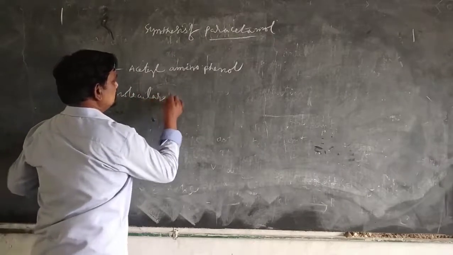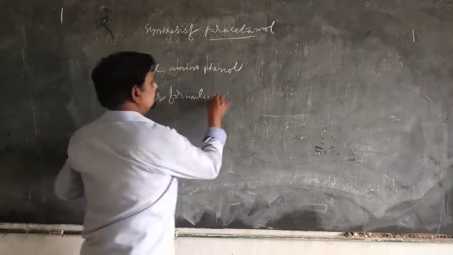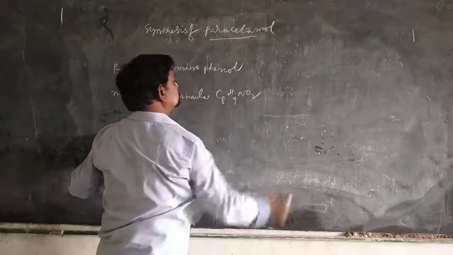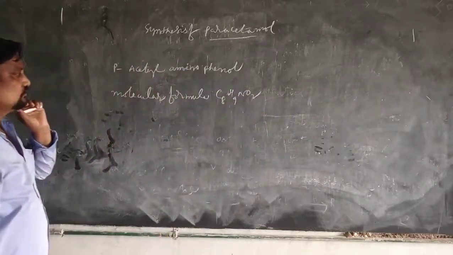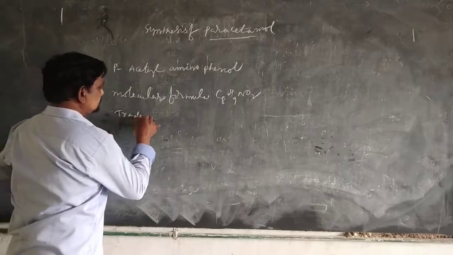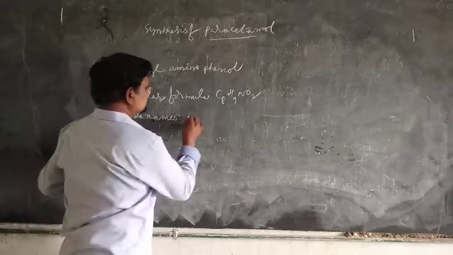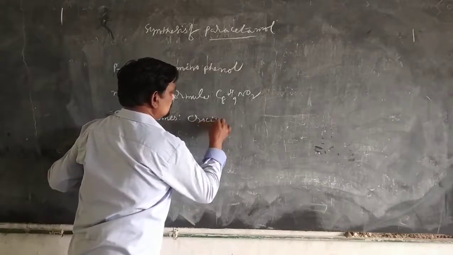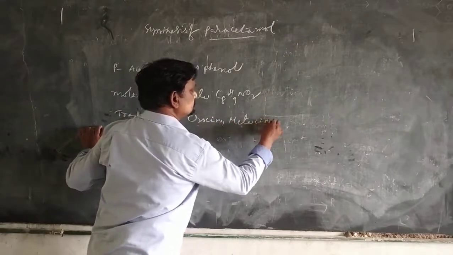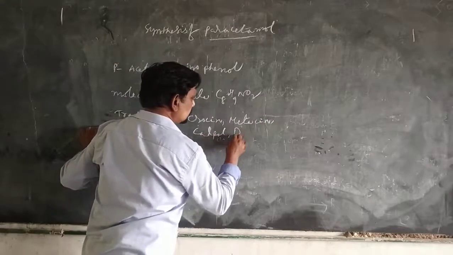Paracetamol molecular formula: C8H9NO2. Paracetamol trade names: Crocin, Metacin, Calpol, Dolo.